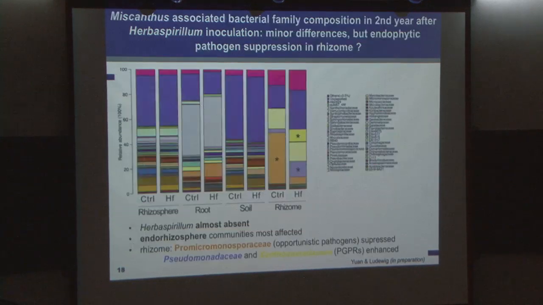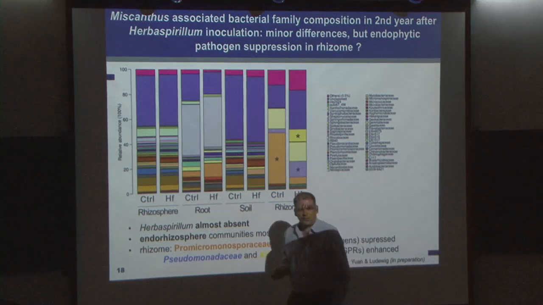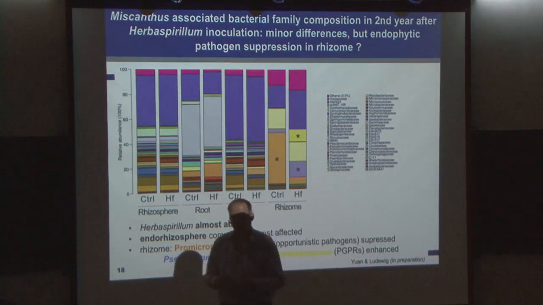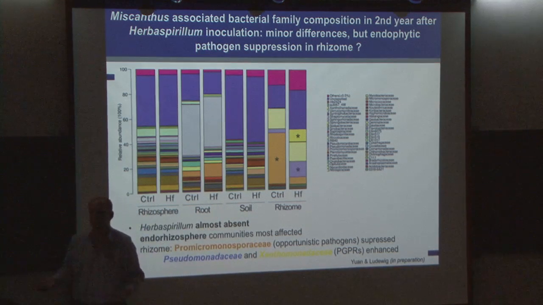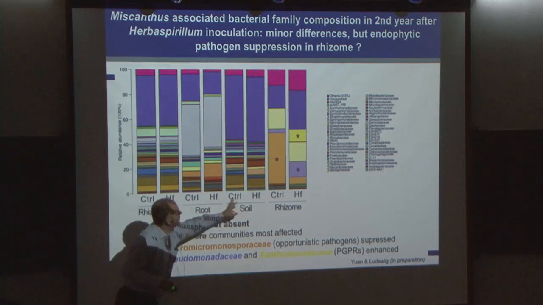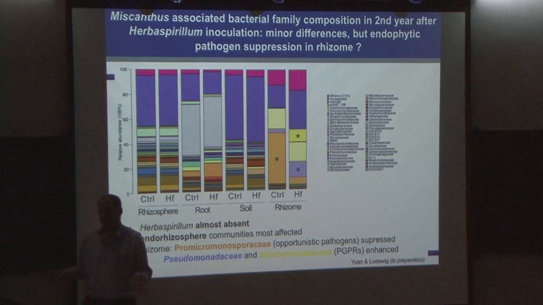And looked at the microbiome. And we do that, we look at the family level. What do we see? After 2 years, or in the second year after this inoculation, what do you expect? How much Herbacterium is still there? Nothing. Well, this was more or less what we found. There's almost no Herbacterium. We again found a few sequences, but really negligible. Not much. And in the rhizosphere, in the soil, basically no difference.